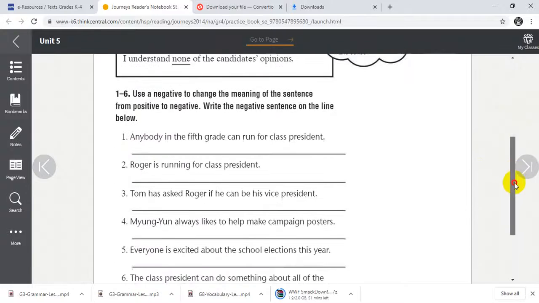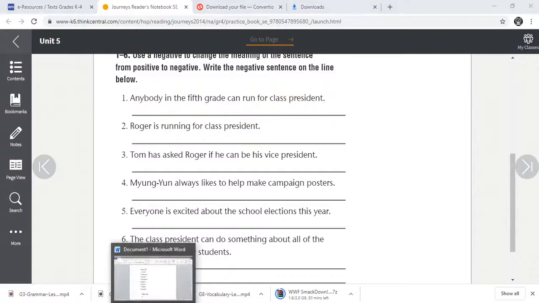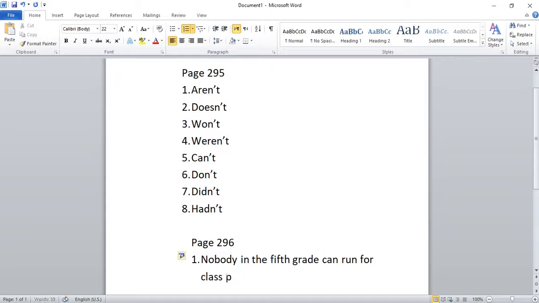So, number 1. Anybody in the 5th grade can run for class president. So you want to put this sentence in the negative. There's two ways. We can say no one in the 5th grade can run for class president, right? Or anybody in the 5th grade can't run for class president. But the first way is better, okay? Nobody in the 5th grade can run for class president, or no one. Okay, so we're going to say nobody in the 5th grade can run for class president. Okay, number 2.